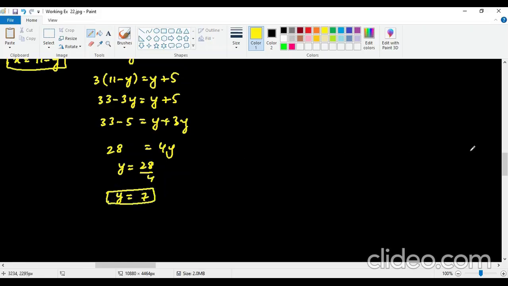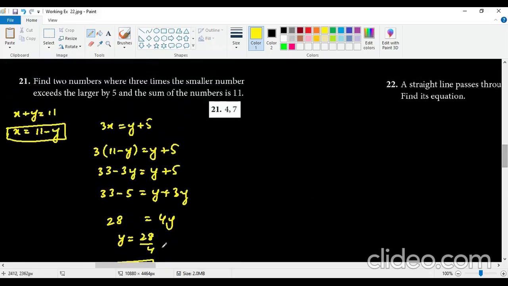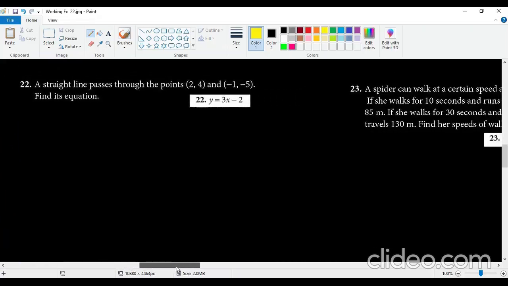Moving on to question number 22. Now this can be tricky, and in here two steps are going to be taken. The straight line equation is y equals mx plus c. We are going to put both the points in the same equation. So I will use the slope form. The slope formula is y2 minus y1 over x2 minus x1.